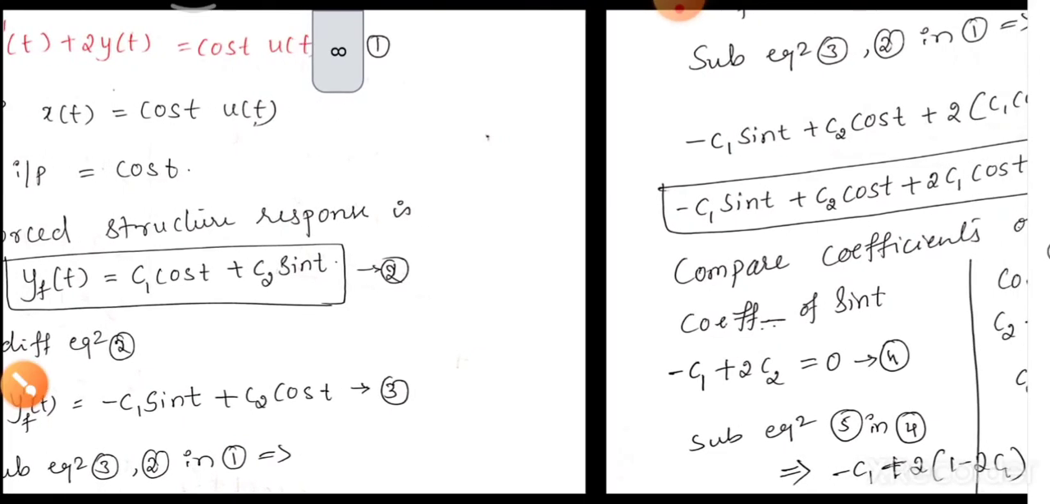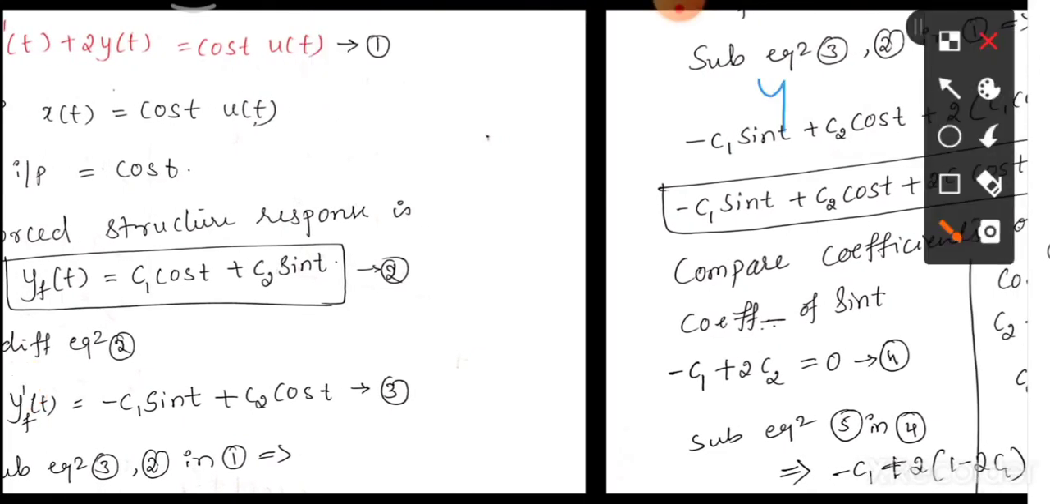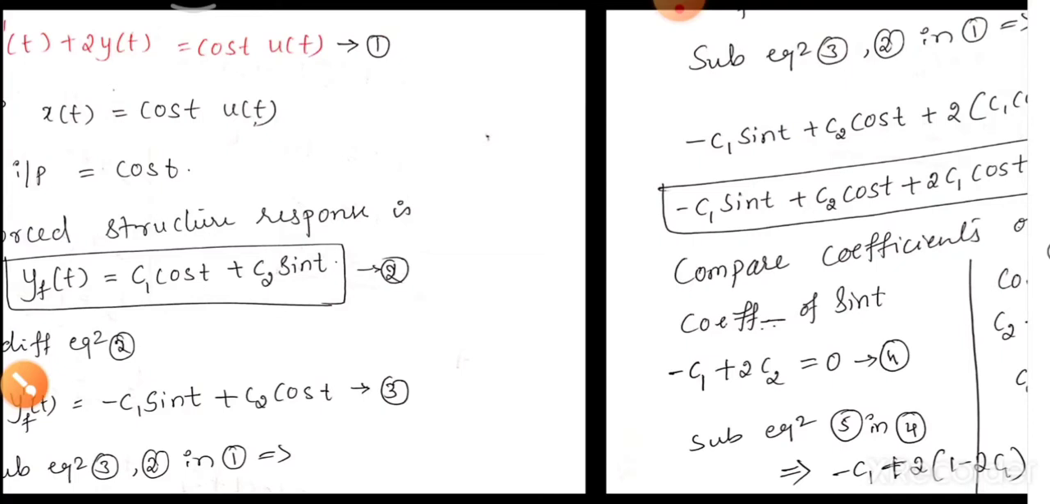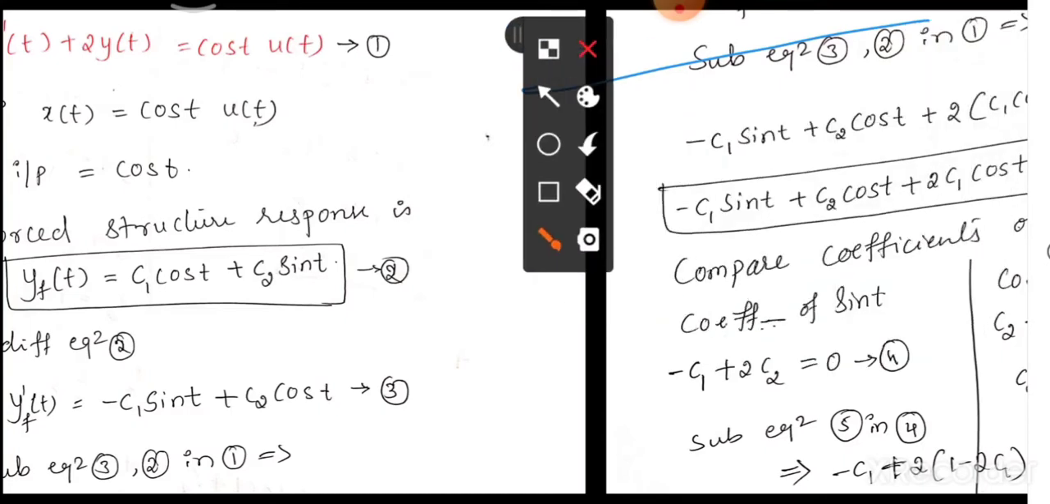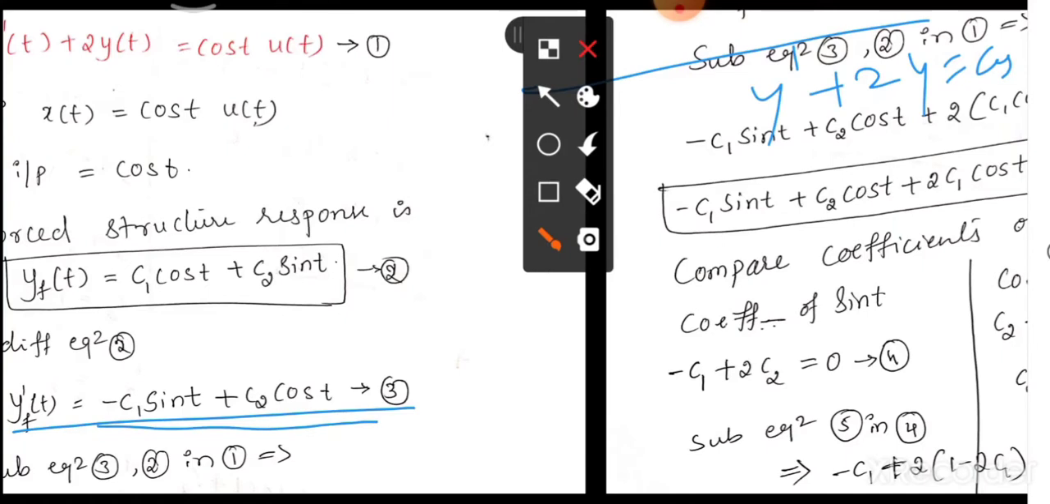You can observe your y dash will be... so it was y dash plus 2y equal to cos t, right? So now y dash is minus sin t plus c2 cos t. So observe, this is your minus c1 cos t plus c2 cos t, right? This equation plus 2 of y.